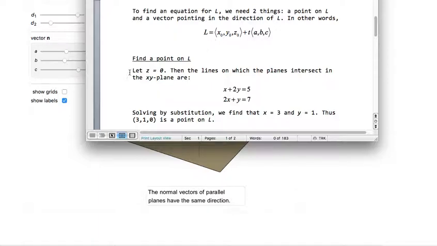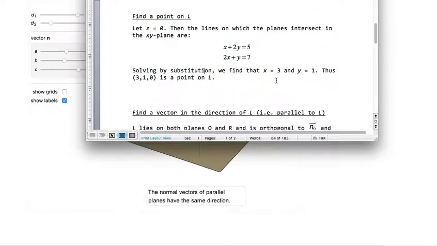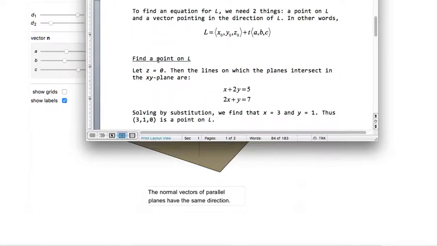So when we do that, we let some value be fixed to find a point. One of the easiest ways, of course, is to let z equal 0. The lines where they intersect on the xy plane are given by the solution to this set of two linear equations. Solving by substitution, we see that x is 3 and y is 1. And so 3, 1, and remember z was 0, is a point on the line. So we've found the first thing, a point on the line L.